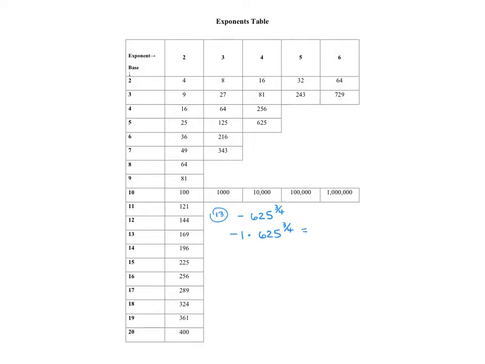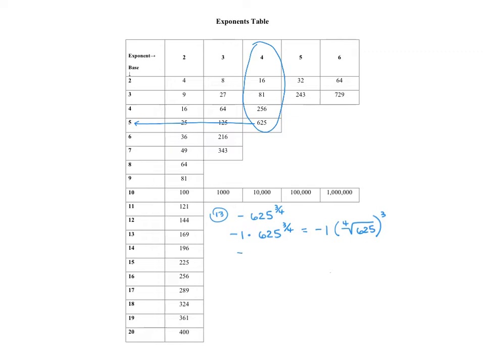And if I rewrite that as a power and a root, I prefer to take the root first so that the number becomes smaller and then raise it to the power. So if I rewrite this as -1 times the 4th root of 625 cubed, then I'm looking for what number times itself 4 times is 625. So I look in the exponent table under 4, find 625, and follow it back, and find that the 4th root of 625 is 5.